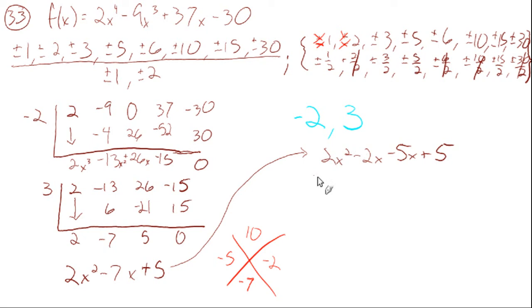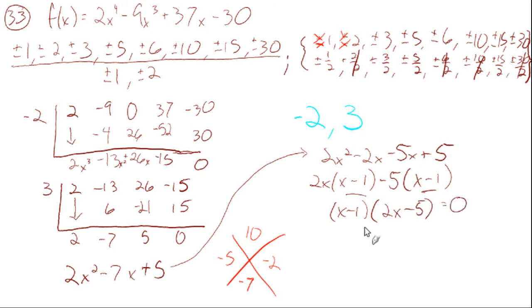Now we group these. We got 2x coming out of here for x minus 1. Since this first term is negative, we'll take out a negative 5. And you get x minus 1. Factor out that x minus 1 because they have it in common. And that leaves 2x minus 5. We'll set that equal to 0, which means x minus 1 equals 0, or 2x minus 5 equals 0, and x equals 1, or x equals 5 halves.